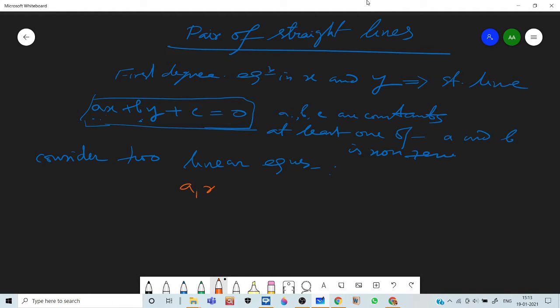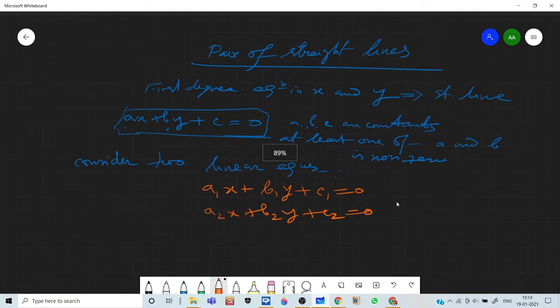Say a1x + b1y + c1 = 0, where a1, b1, c1 are some constants, and at least one of a1 and b1 is non-zero. And the second linear equation is a2x + b2y + c2 = 0, where a2, b2, c2 are constants, and at least one of the constants a2 and b2 is non-zero.